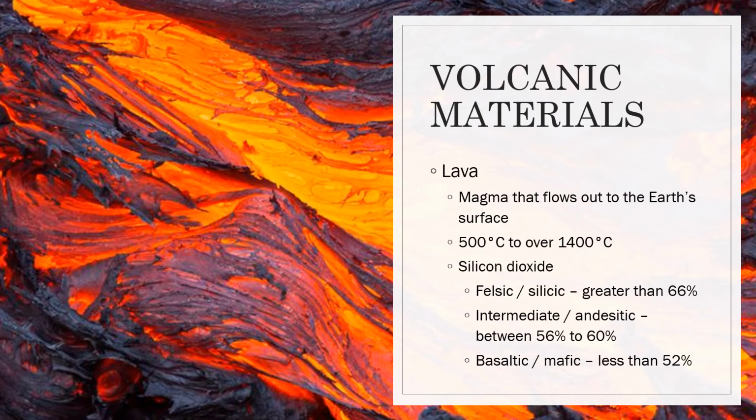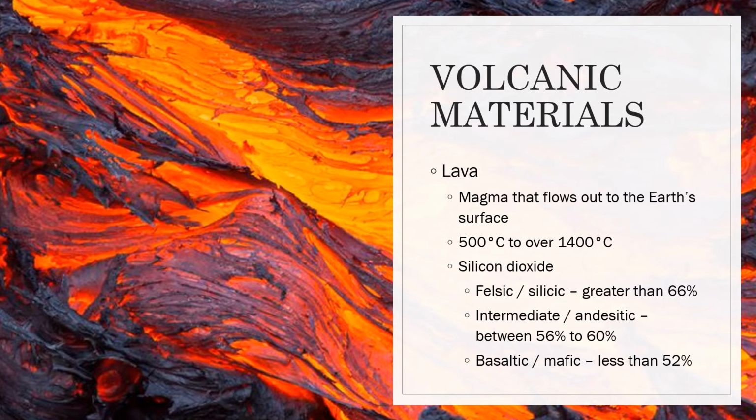Lava refers to magma that flows out onto the Earth's surface. Its temperature may be from 500 degrees Celsius to over 1,400 degrees Celsius. Because of its high temperature, combustible materials such as houses and trees burn when engulfed by lava. As the lava cools, it darkens in color and forms a frothy crust. Lava consists of a mixture of oxides, generally silicon dioxide. Depending on the percentage of silicon dioxide, lava may be classified into felsic or silicic, intermediate or andesitic, and basaltic or mafic.